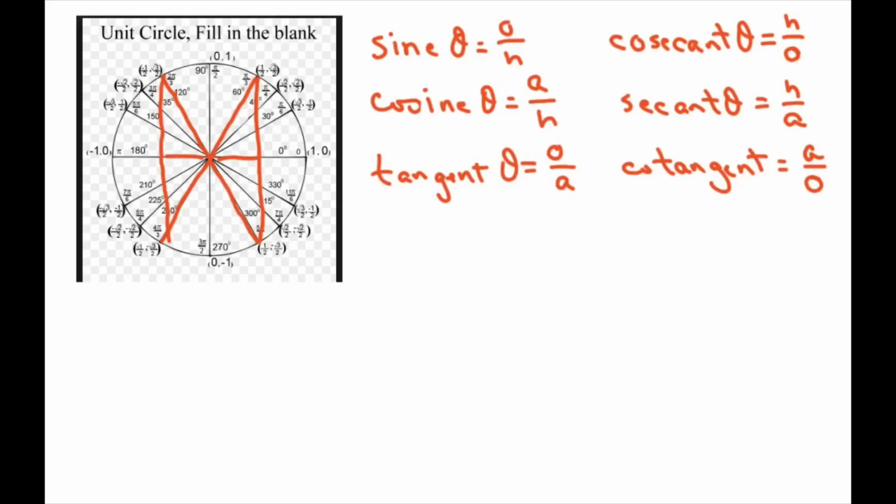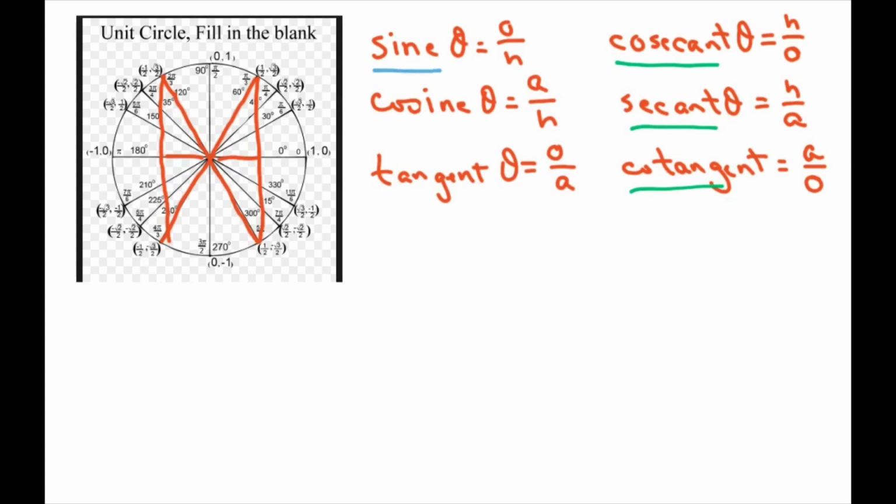Hey everyone, we're going to find the 6 trigonometric functions: sine, cosine, tangent, cosecant, secant, and cotangent. You'll notice that cosecant, secant, and cotangent are just the reciprocals of sine, cosine, and tangent. So before we get started, we're going to redo this and look at sine.